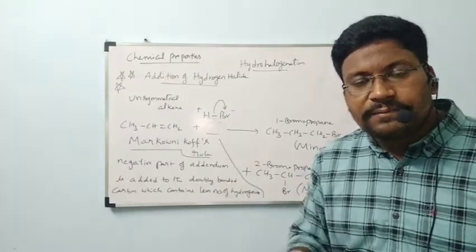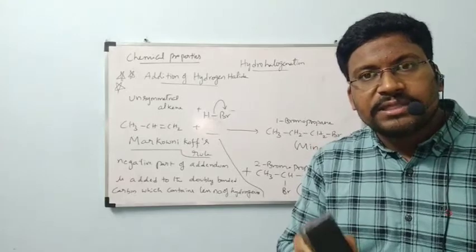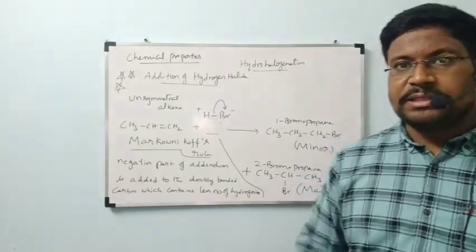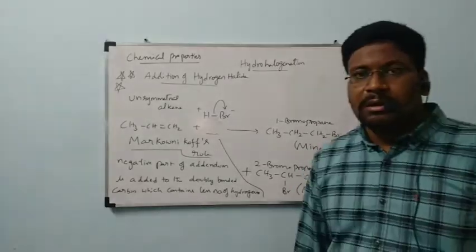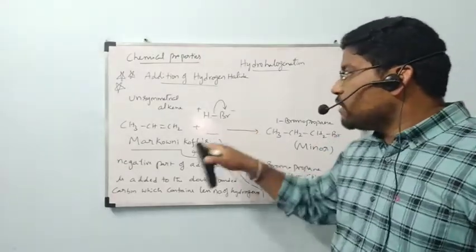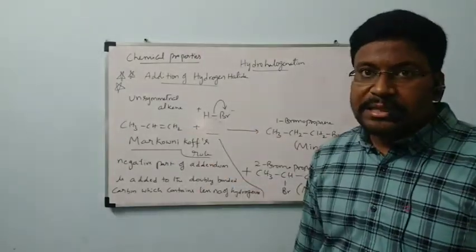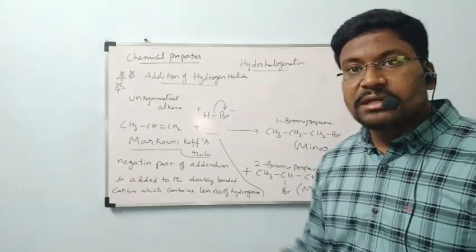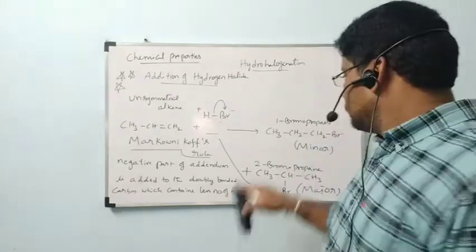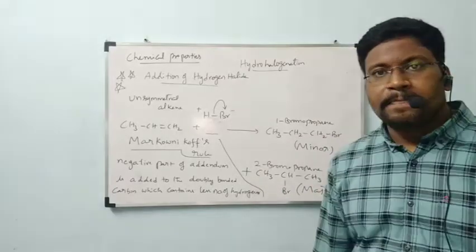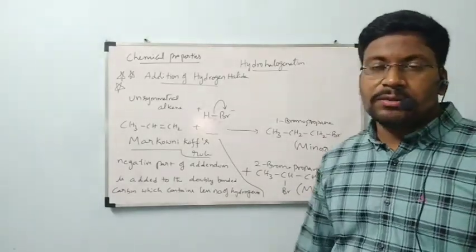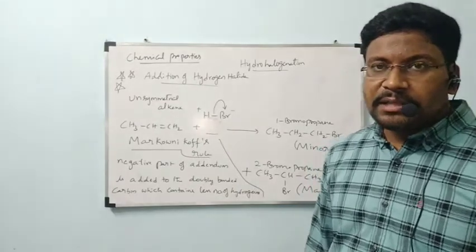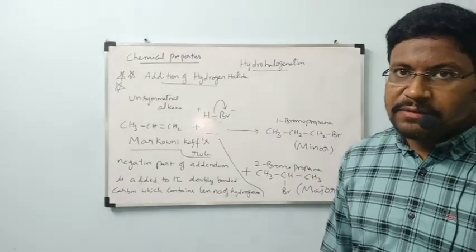The negative part of the addendum is bonded to the carbon which contains less number of hydrogens. That is called the major product. The other one is called the minor product. This is called Markovnikov's rule. This can also be explained depending on the mechanism. That mechanism I will show.